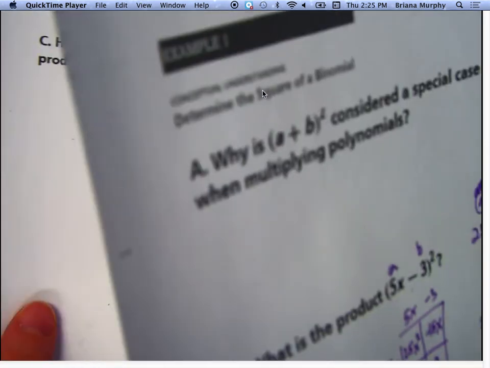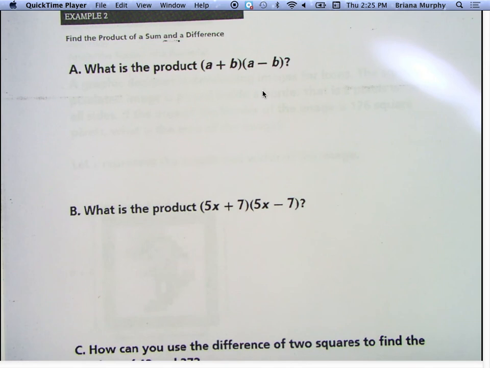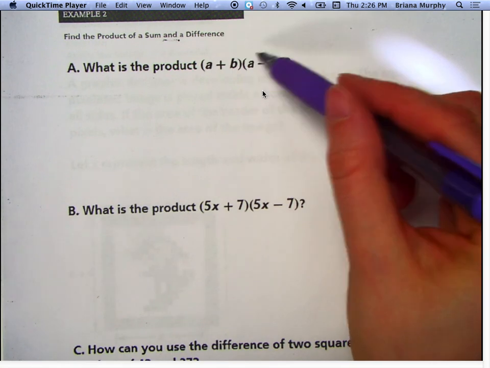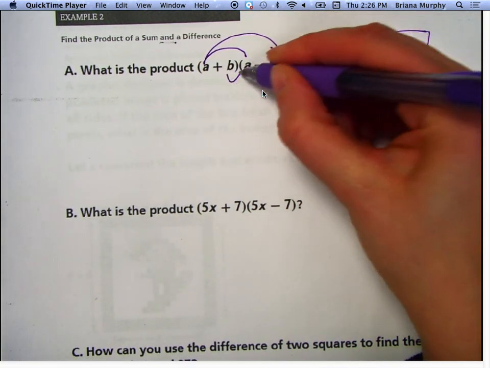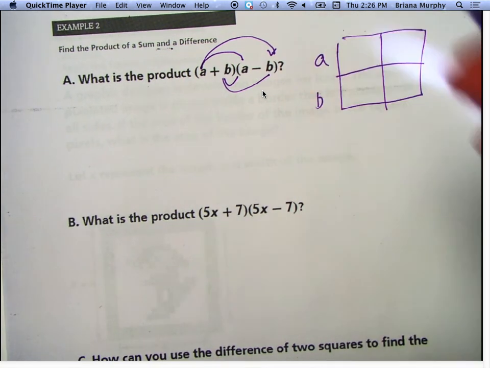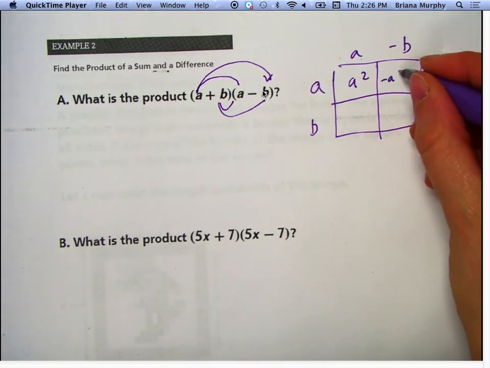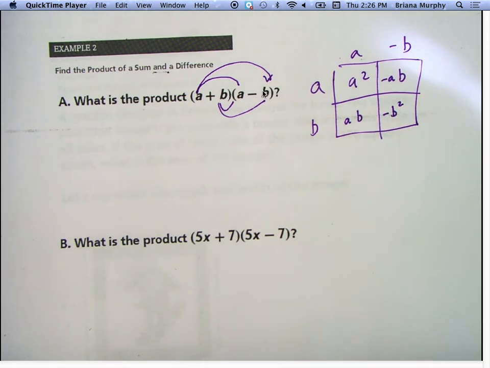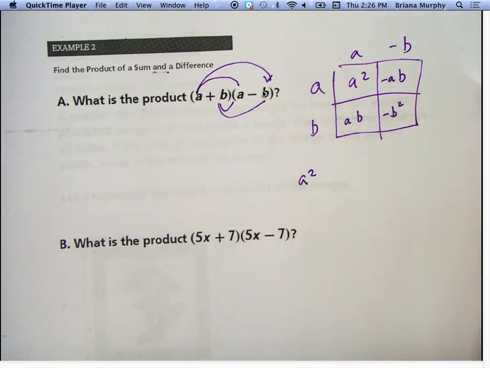Let's go to example 2. Alright, we're going to learn about these special cases. It's basically showing us a shortcut. Do you have to use the shortcut? No. We have a plus b times a minus b. Again, you can FOIL it: first, outside, inside, last, or use the box method. A times a is a squared. A times negative b is negative ab. B times a is ab. And b times negative b is negative b squared. So we get a squared. What's negative ab plus ab? 0. So it's gone. Negative b squared.